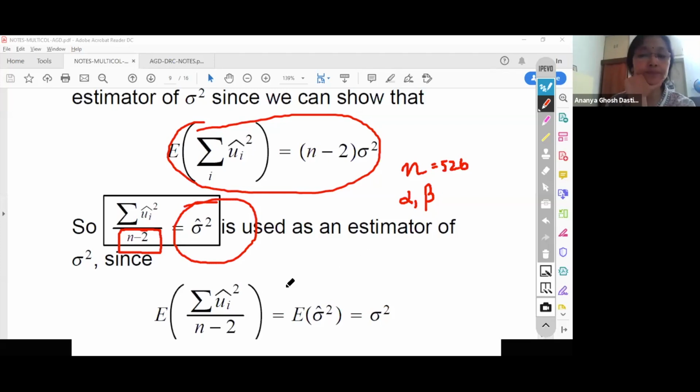Okay. So remember, estimators are all random variables. So this is also one random variable. The residual square is also a random variable. It is a function of x and y. So remember, u hat is equal to y minus y hat. Y hat is alpha hat plus beta hat x. So u hat is also random, right?